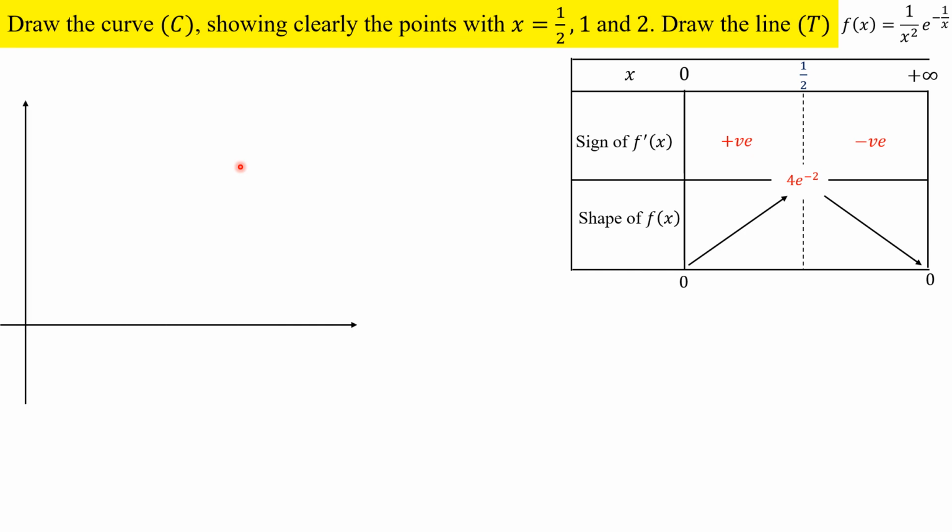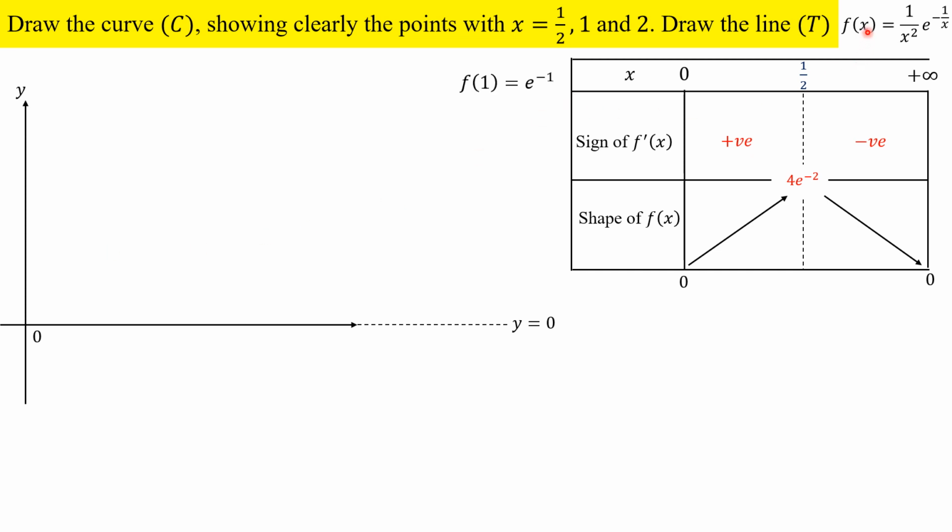Alright, so that's our reference frame. The vertical axis is for y. Now the horizontal axis is for x. But since the limit at positive infinity was 0, it means that the line y equal to 0 is a horizontal asymptote. So the graph will never cut that line again. Now we've been given some informations.